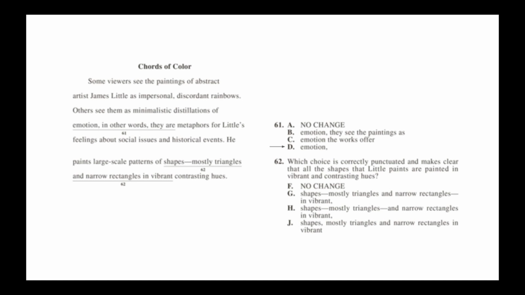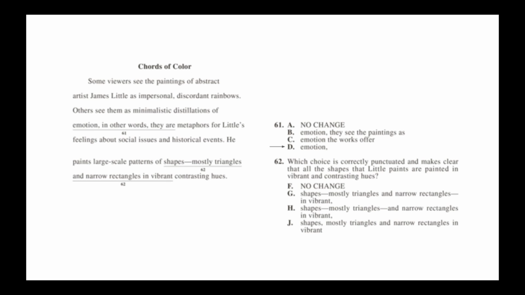So just reading the part of the passage, He paints large-scale patterns of shapes, mostly triangles and narrow rectangles in vibrant contrasting hues. The sentence as is makes it sound like the triangles and narrow rectangles are the shapes that are in contrasting hues, but it's in fact all the shapes that Little paints that are in these hues. So F, no change, is incorrect.